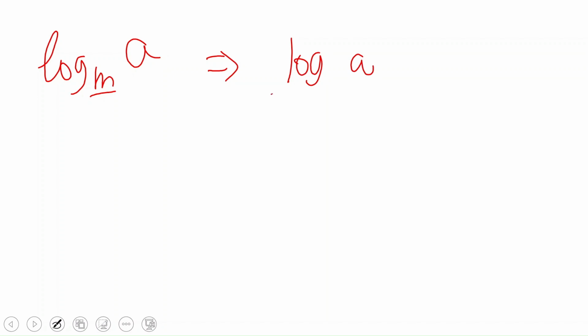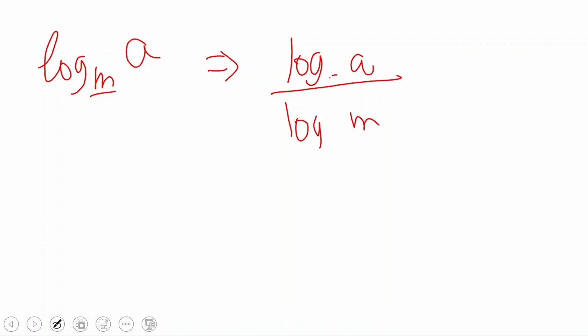Now, the fourth rule is the most complicated one, or the hardest one to master, even though it's really not that hard. The rule is the change of base rule. So let's say we have log base m of a. If we want to change the base, which is this m over here, to let's say 10, so we can just write it as log of something, we're going to have to do this. It's going to be log a by log m. That is the change of base rule.